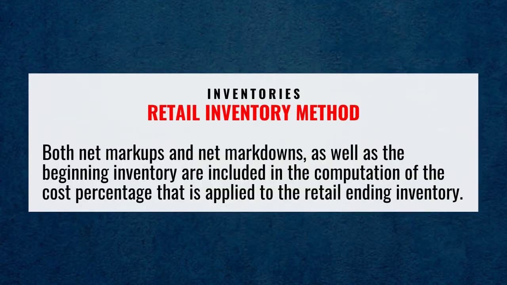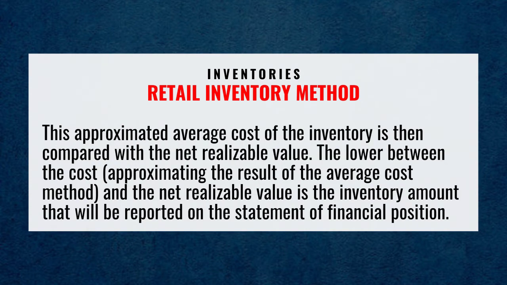105,700 pesos. Both net markups and net markdowns, as well as the beginning inventory, are included in the computation of the cost percentage that is applied to the retail ending inventory. This approximated average cost of the inventory is then compared with the net realizable value. The lower between the cost, approximating the result of the average cost method, and the net realizable value is the inventory amount that will be reported on the statement of financial position.